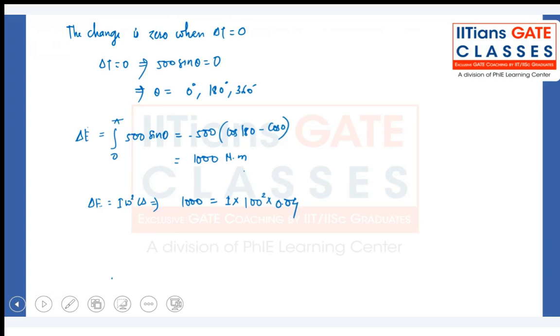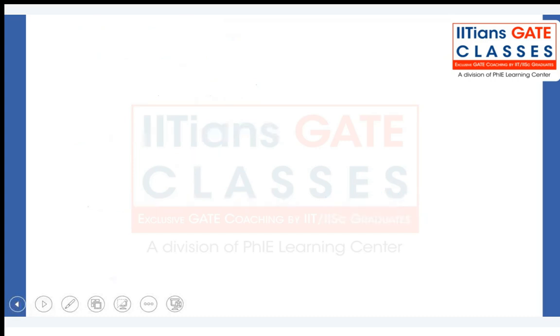So if you calculate it, you will get the value of I equal to 2.5 kg meter square. Okay, 2.5 kg meter square. So this was something different. Let me go to another slide.